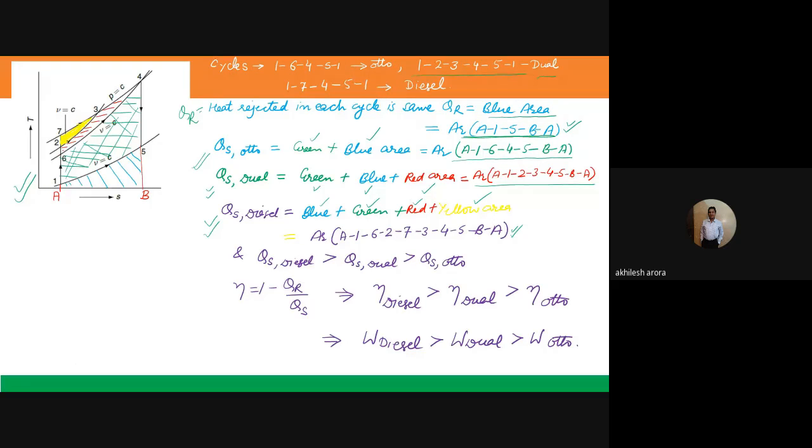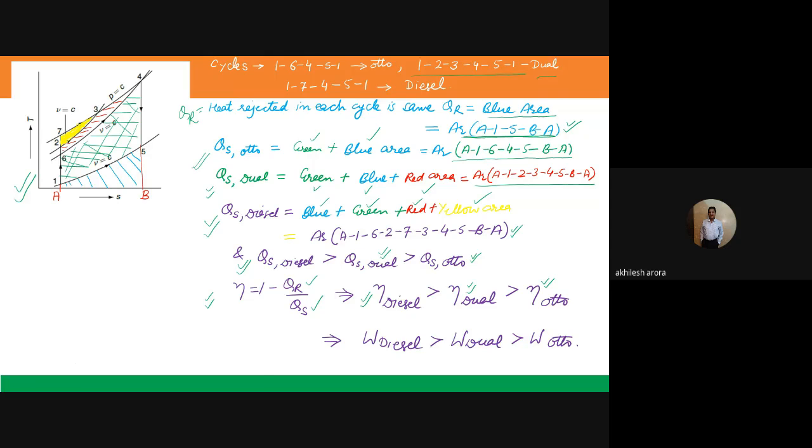You can see the topmost cycle is the diesel cycle. So the area is the maximum for heat supply in case of the diesel cycle, followed by the dual cycle, followed by the Otto cycle. If I calculate the efficiency, which is given by 1 minus heat rejected divided by heat supplied, the heat rejected is the same in all three cases, and the heat supplied is different. Heat supplied in the diesel cycle is maximum, so the efficiency of the diesel cycle will be more, followed by the dual cycle, followed by the Otto cycle.